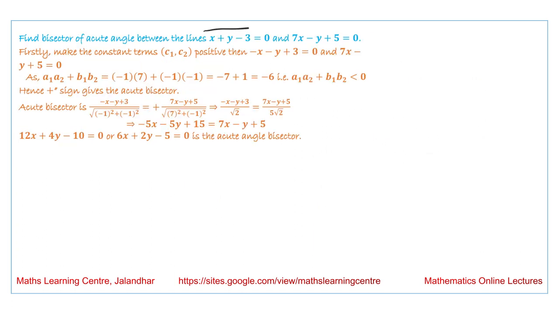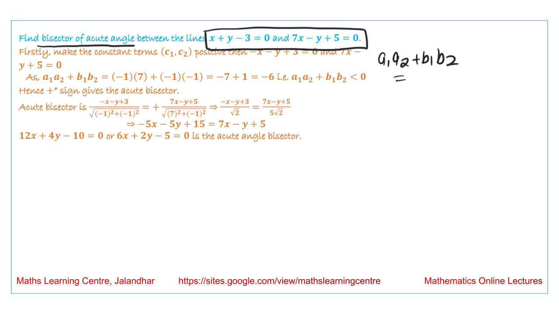Similarly, these are the two equations given to us, and we have to find the bisector of the acute angle between them. Again, we calculate the value of a1 a2 plus b1 b2: minus 1 into 7 plus minus 1 into minus 1, that is equal to minus 6. So this value is negative, so the positive sign gives us the acute bisector.